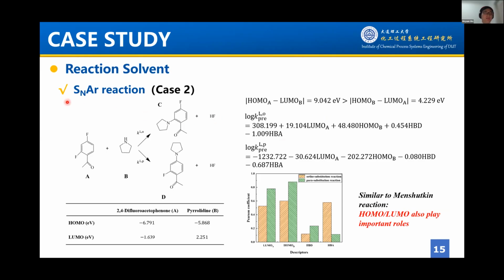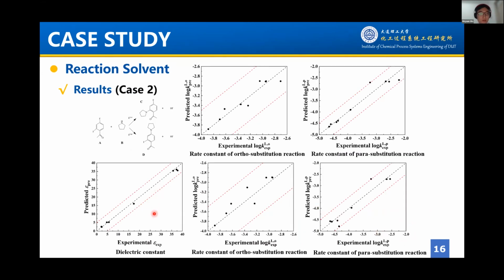Then the second case study, the SNAr reaction. Similar to the Mannich reaction, however, we have to take the reactivity into consideration. First, we have to find the optimal descriptor, which is in fact the HOMO B and LUMO A. And similar to the Mannich reaction, HOMO and LUMO energy plays an important role. The results are shown here.